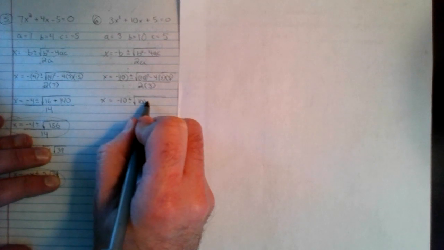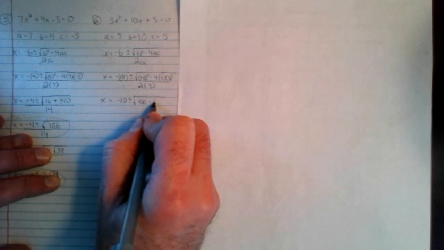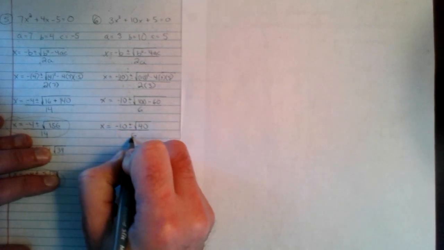So negative 1 times 10 gives us a negative 10, plus or minus square root of 10 squared is 100, minus negative 4 times 5 is 20. 20 times 3 gives me negative 60, all over 6. So we get x is equal to negative 10 plus or minus radical 40, all over 6.